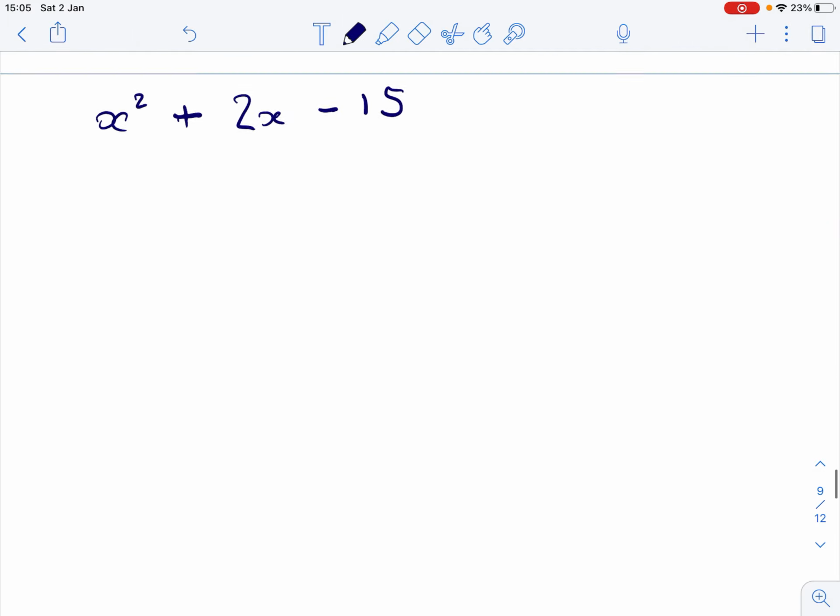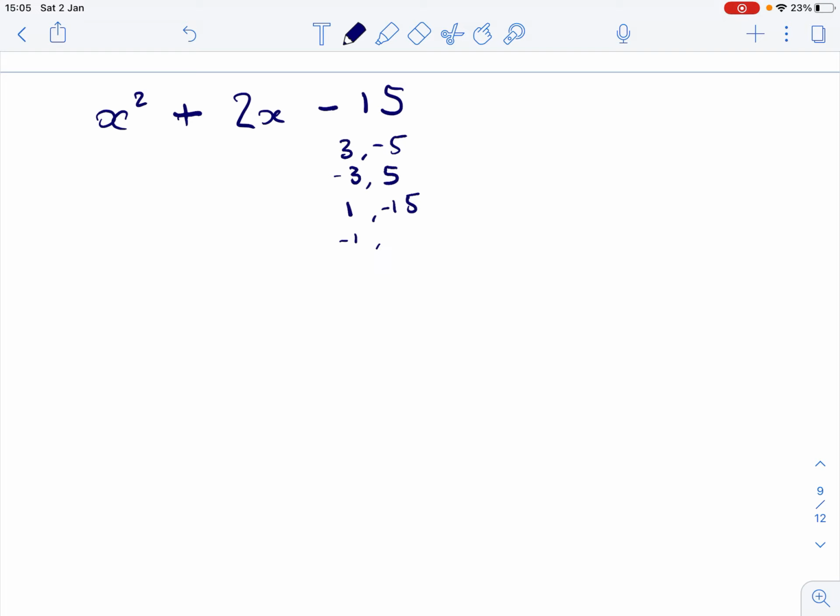And that's your answer. Okay, next question. We have minus 15, so again I'm thinking of all the different ways I can make minus 15. We could have 3 and minus 5, we could have minus 3 and 5, we could have 1 and minus 15, or we could have minus 1 and 15, and I don't think there are any other ways of going there. If we have a negative here, then it has to come from a positive times a negative.